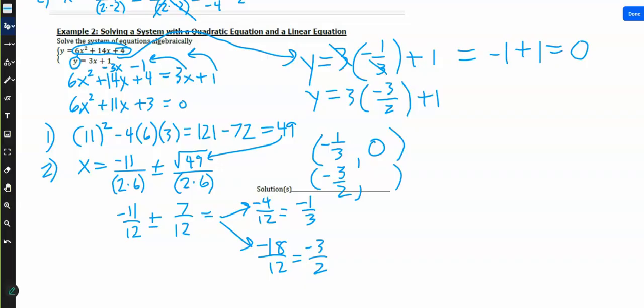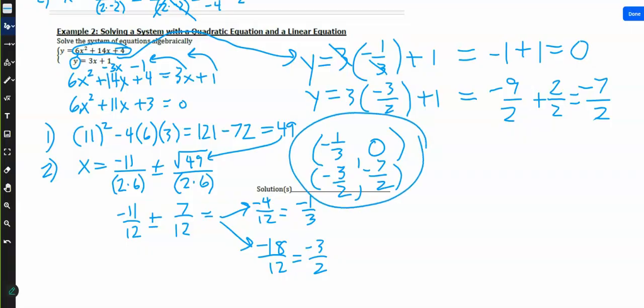And then, let's see here. Negative 9 over 2 plus 2 over 2 is negative 7 over 2. Negative 7 over 2. And those are the solutions to the system. Just have to plug them back in. They're ugly, I get it. Since those are nice decimals, you could probably give me decimals. But anyway.